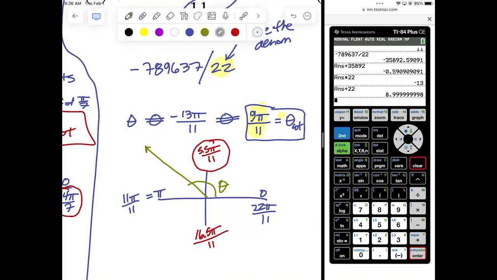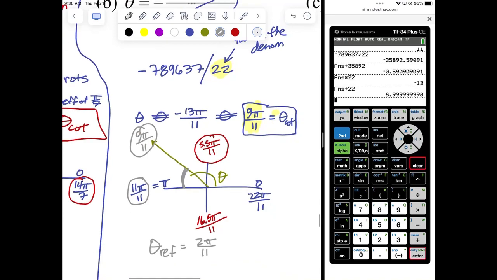The reference angle is this angle right here. So if this is 9 pi 11ths right here, that's where I get to that terminal ray, and the closest x-axis is 11 pi 11ths. What's the reference angle? 2 pi 11. See how much easier it is? It's actually easier because you're working with smaller numbers. From 9 to 11 is 2.